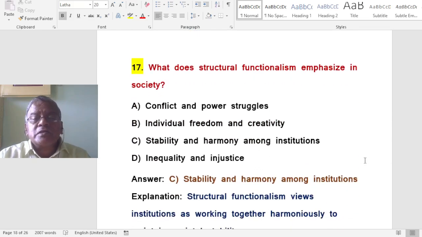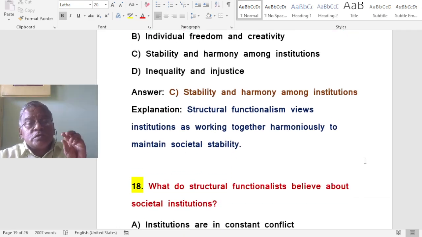What does structural functionalism emphasize in society? Conflict and power struggles, individual freedom and creativity, stability and harmony among institutions, inequality and injustice. So structural functionalism emphasizes stability and harmony among institutions. It overlooks any inequality in the institutions.